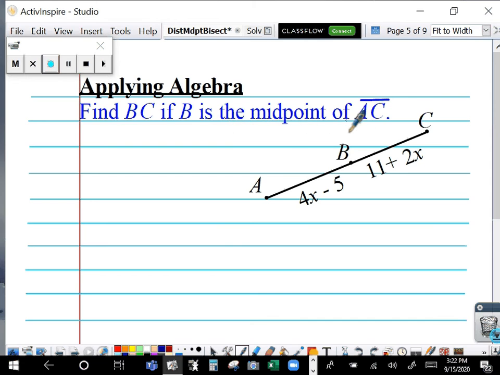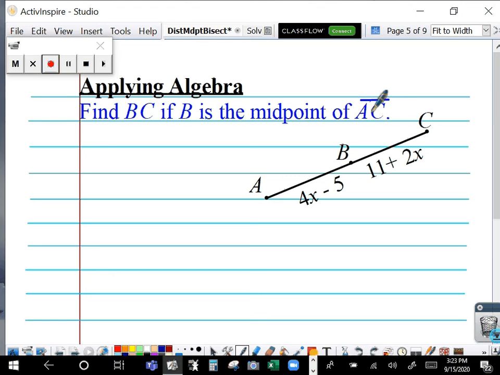Well, first thing that we need to keep in mind is that when we don't have a bar on top of those letters, when that bar is missing, that means the length of that segment. When we have the bar on top, they're talking about the actual segment itself, the geometric picture. But when we have no bar on top of it, no commas between those numbers, that is a number. That's talking about the length of that segment. So when you see the question that says find BC, we're talking about a length. We're talking about a distance.